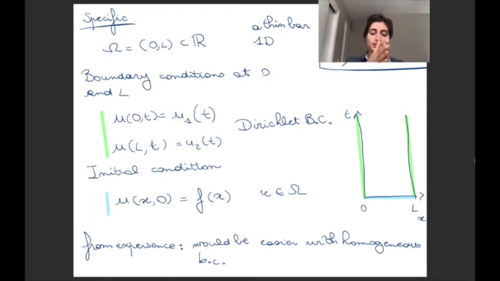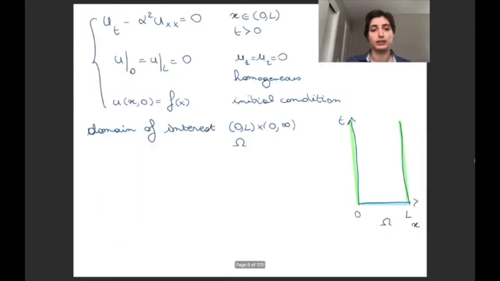So you can imagine that we want to solve for this thin bar from 0 to L, from time 0 to infinity. So we have this sort of infinitely long rectangle. We have imposed an initial condition at the beginning, and we keep track of the boundary condition all the time. From experience, we know that the easiest boundary conditions are homogeneous boundary conditions. So that is where we're going to be starting. We're going to impose homogeneous Dirichlet boundary conditions on all the boundary of our domain. That means at 0 and at L. And we have an initial condition that is non-trivial.